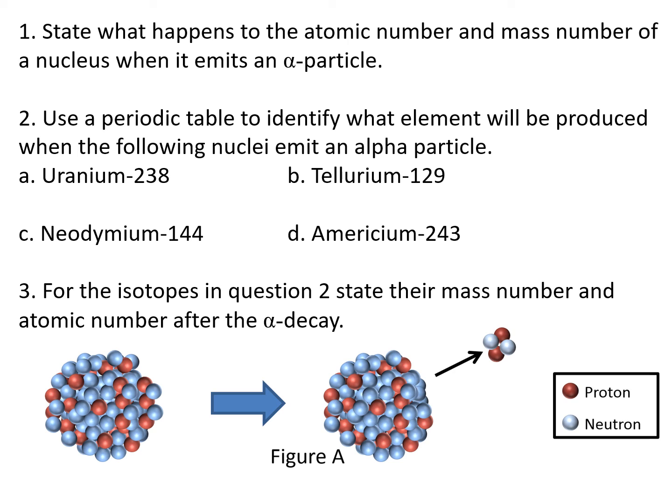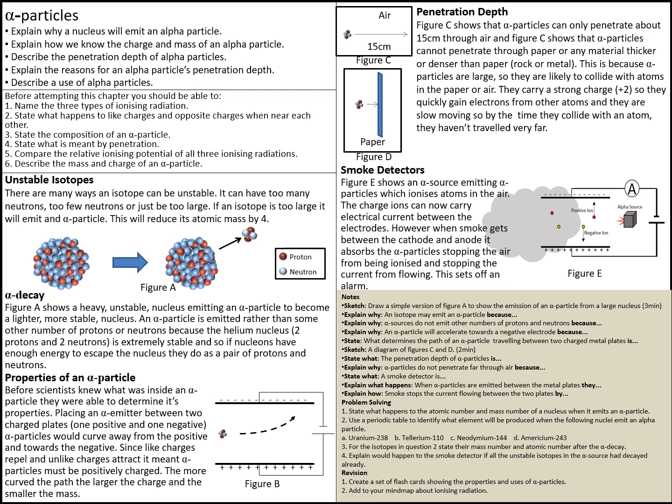For the isotopes in question 2, state their mass number and their atomic number after the alpha decay. If you'd like to read the textbook page, you can see it on the screen now, and you'll see all the questions we've just gone through on the bottom right.